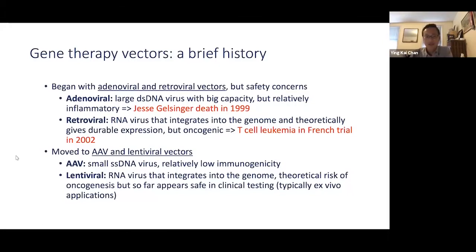So if you fast forward to today, the picture looks very different. We now have highly efficient vectors that have a much more favorable safety profile. With AAV, it is mostly used for in vivo gene therapy. With lentivirus, a different type of retrovirus, it's mostly used for ex vivo gene therapy. Correspondingly, the two of them have lower immunogenicity and lower oncogenesis concerns.